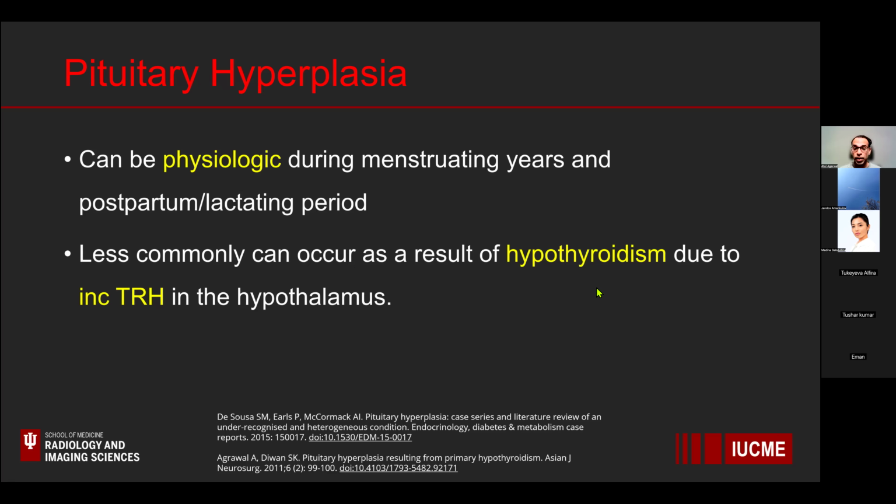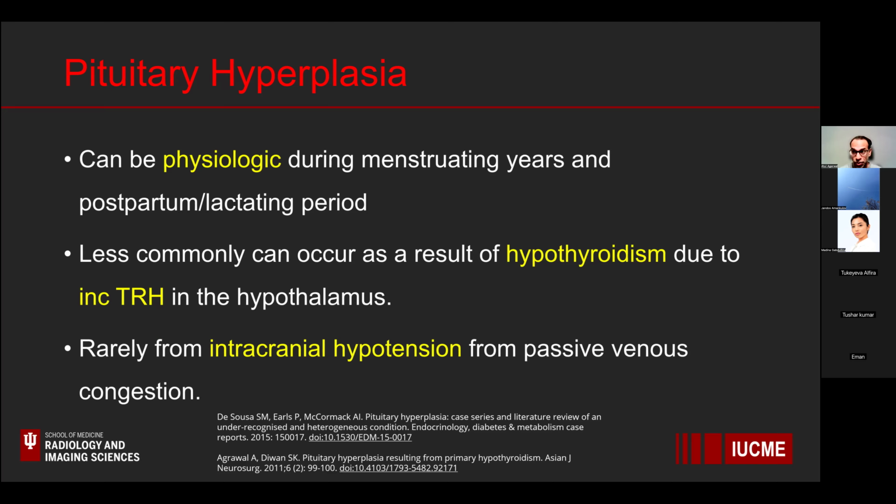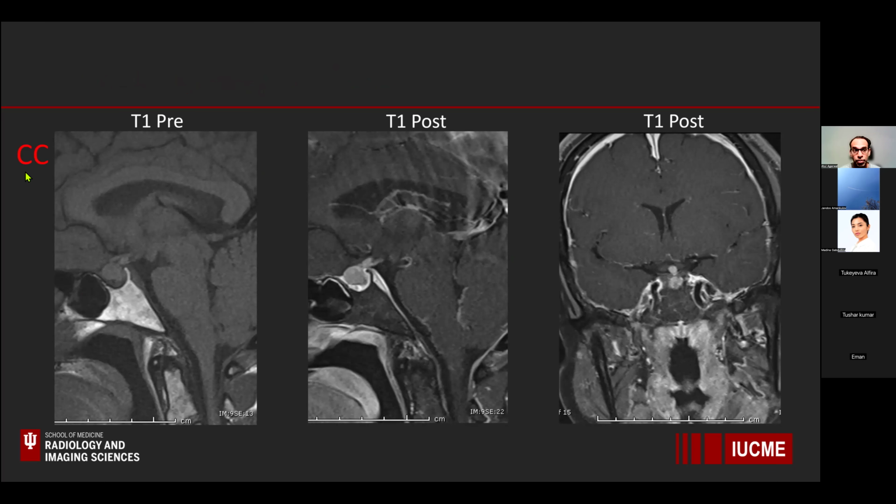Even more rarely, intracranial hypotension can cause venous congestion and cause enlargement of the gland. And I'll show you an example of that case right now. This is a companion case. You see that the gland is enlarged, but there's something hypointense under the gland before it sees the bony fossa.